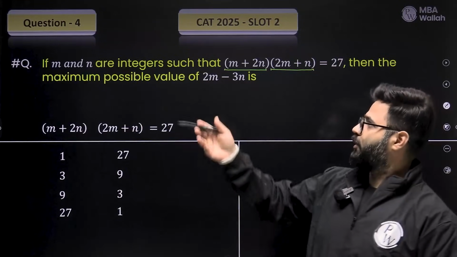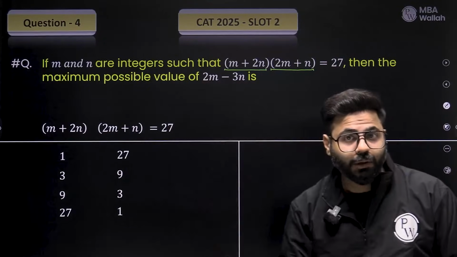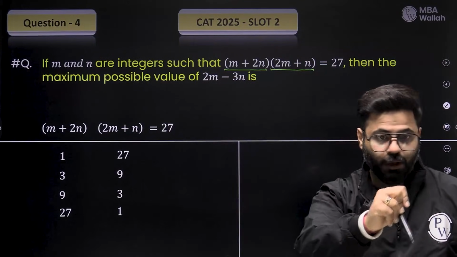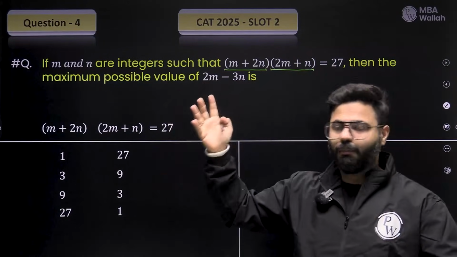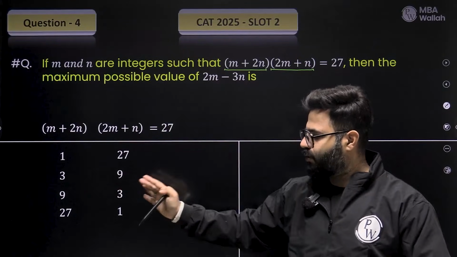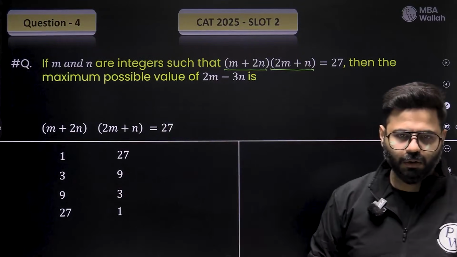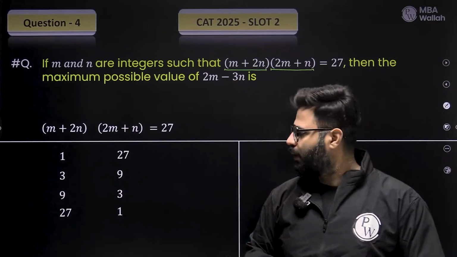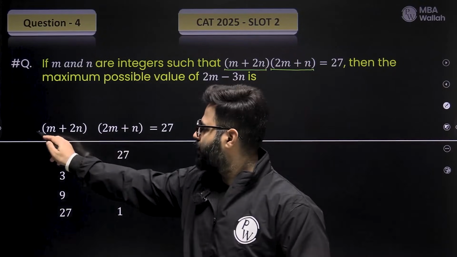And then you say, sir, this is an integer, not a case of positive integers. We did it in the last question, so we also have the negatives. Minus 1 into minus 27, minus 3 into minus 9, minus 9 into minus 3, minus 27 into minus 1. 8 cases.